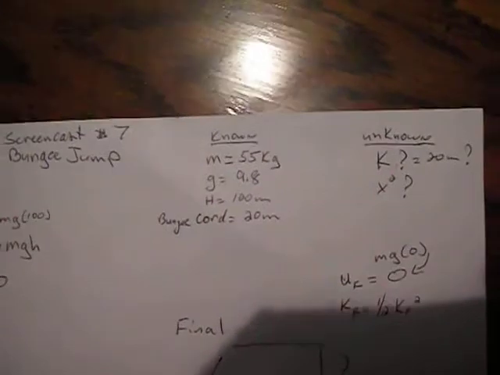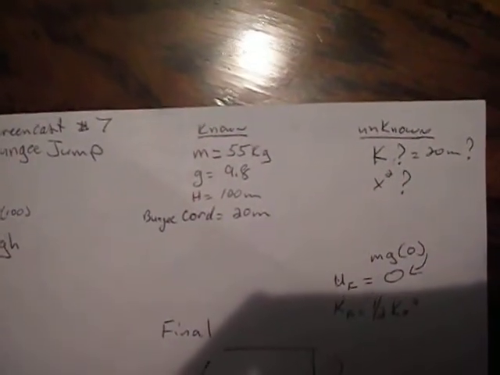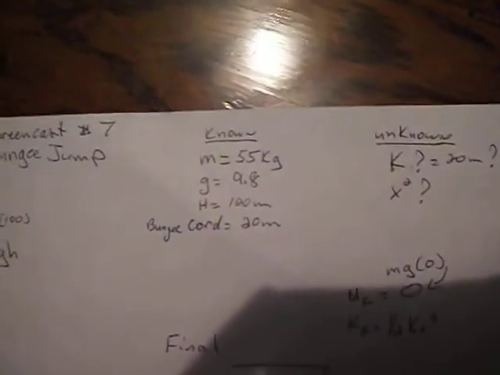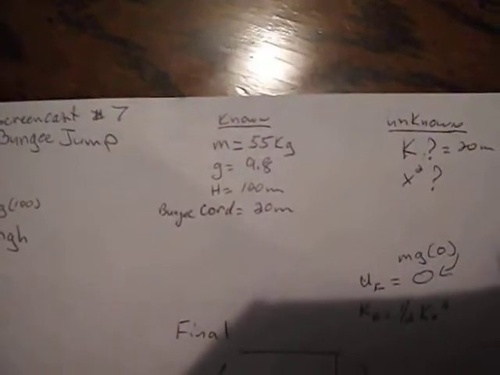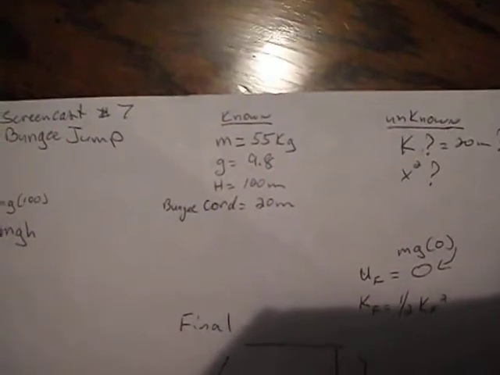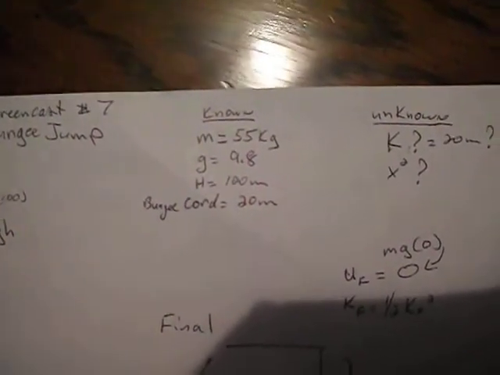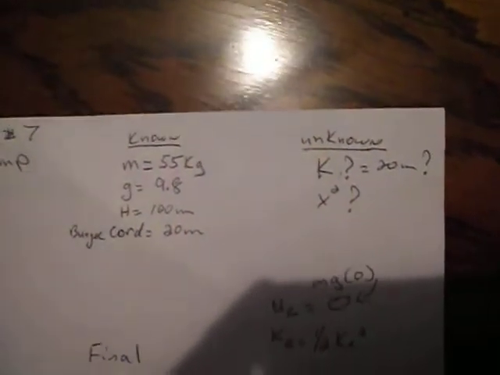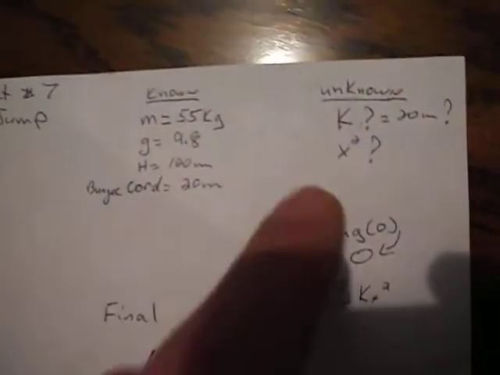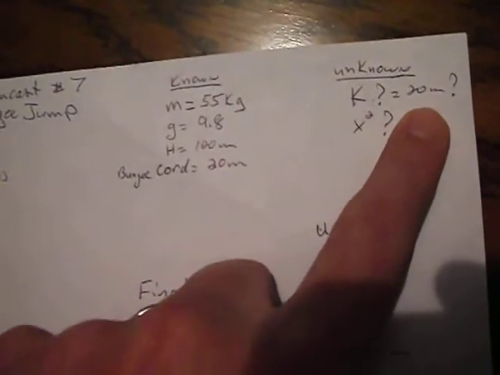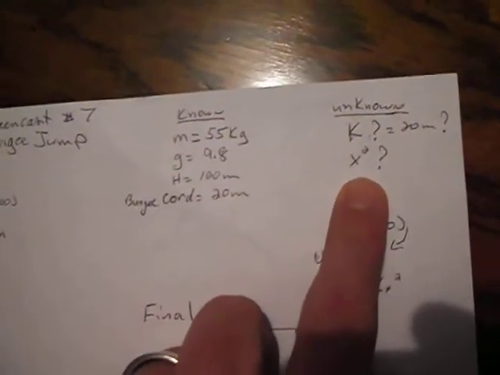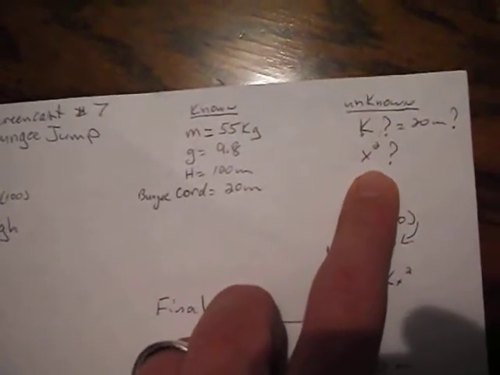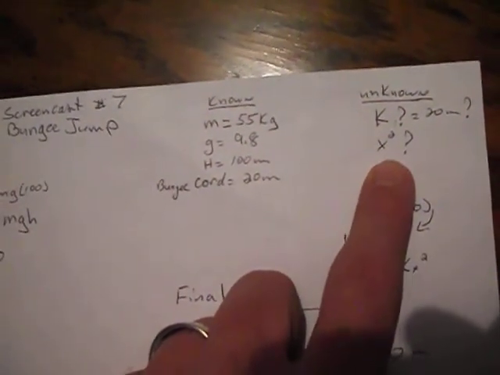Here's my knowns and unknowns. I label her mass as 55 kilograms, the gravity field constant, the height of the jump, and the bungee cord length. What I was confused on is the value for k. I just plugged in the 20 meters, and I'm really pretty much solving for the distance that the bungee cord is going to stretch, the overall distance.